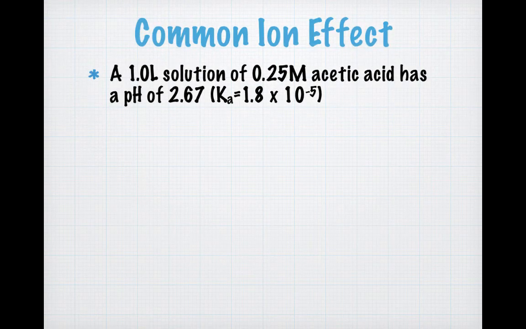So let's just imagine a 1 liter solution here of 0.25 molar acetic acid. If I just have that acid solution there, I take the pH, I would find it has a pH of 2.67. And we look up the Ka of acetic acid, and we see it has a Ka of 1.8 times 10 to the minus 5. So we're just going to need that Ka value here in a little bit. What we really want to do is just tuck that pH value in the back of our minds for a moment. So we've got a solution of acid with a pH of 2.67.